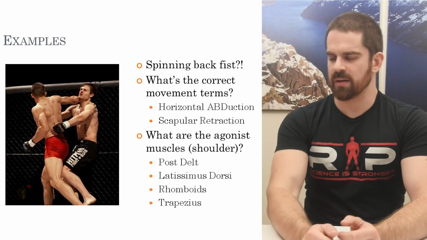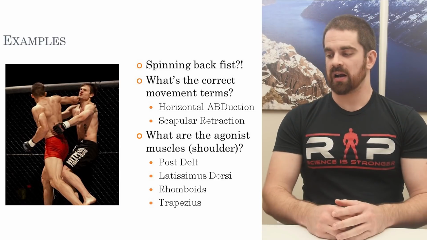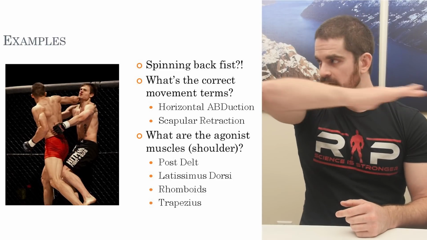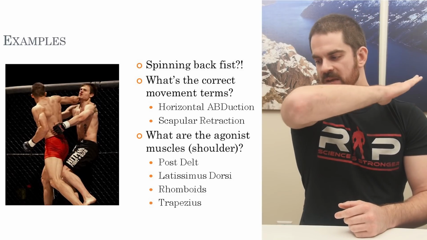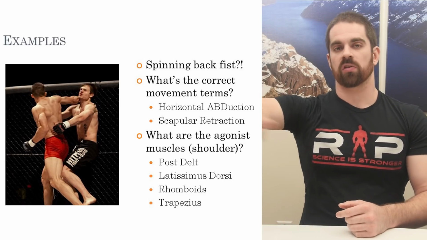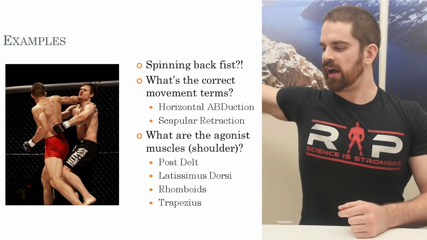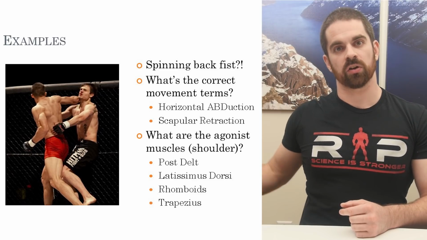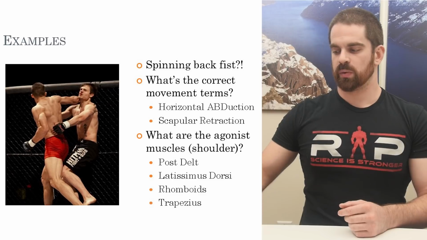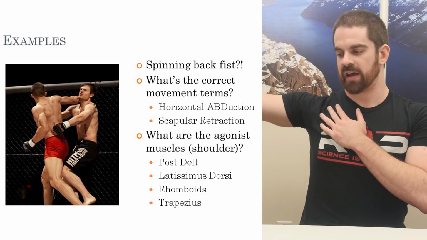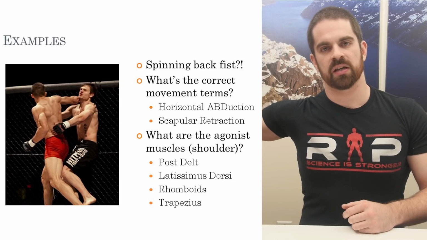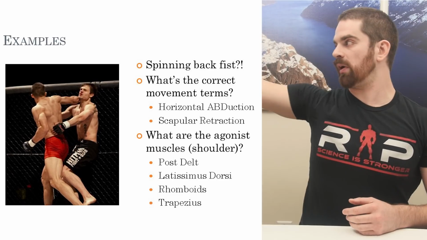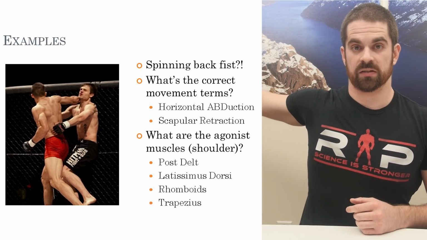Well, essentially, I am starting from probably a fighting position, and then I am moving my arm out and across, right? So I'm moving away from the midline of the body. I'm horizontally abducting out. And in order for me to horizontally abduct, I have to also retract my scapula. So now I know what the movement terms are. Can I figure out which muscle groups are involved? Absolutely. So we know that the posterior delt is going to be a big part of that. The latissimus dorsi, the rhomboids, and then probably several sections of the trapezius are going to be contributing to that whipping arm around movement as I try and punch that other guy in the face, right?